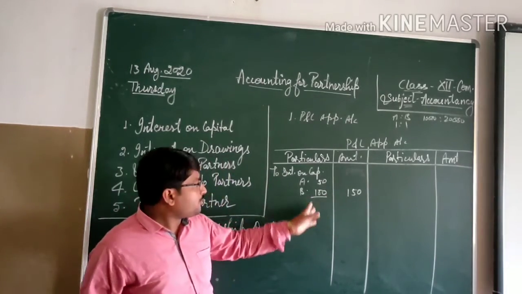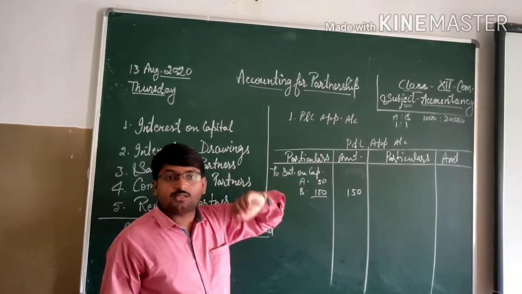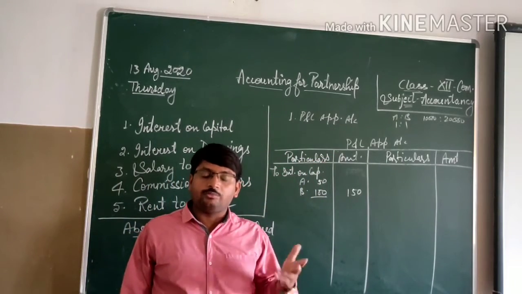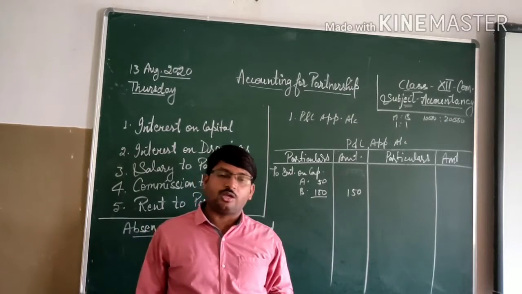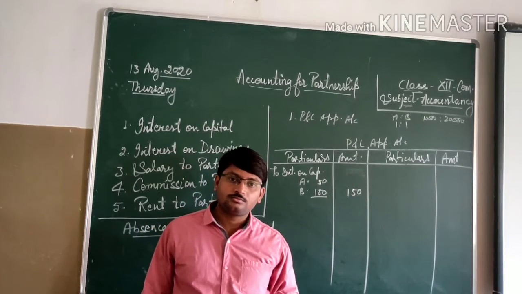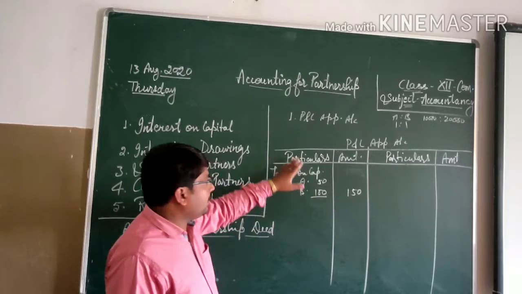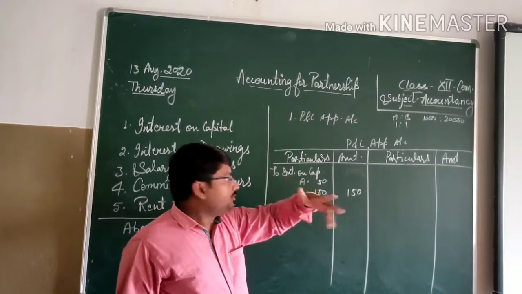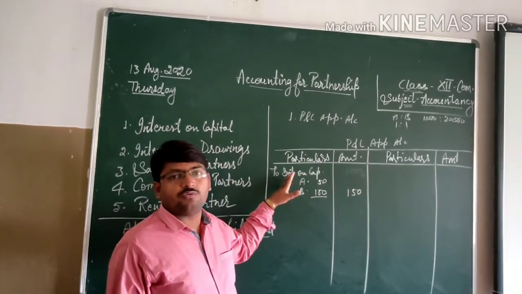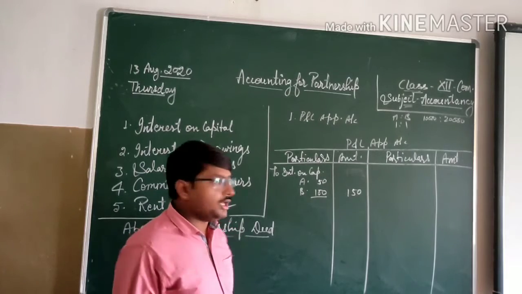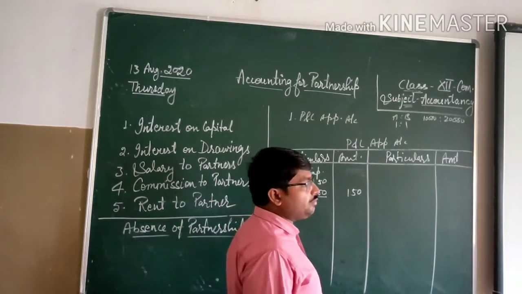Acha, one more thing. Suppose we need to pass the journal entry for this. What can be the journal entry for giving the interest on capital to the partners? What can be the journal entry? Be careful what we are doing. See, interest on capital we are debiting here, right?